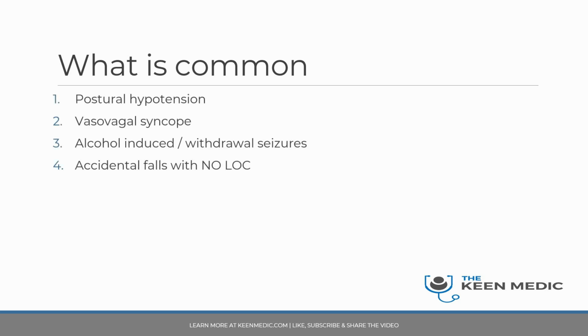Okay, so these are things like postural hypotension, vasovagal syncope, alcohol-induced or withdrawal seizures, accidental falls with no loss of consciousness. Okay, so what is often mixed up is that, you know, patients will come in with accidental falls with no syncope whatsoever. They will just have tripped over and fallen with no loss of consciousness, and that will be reported to the healthcare professionals as the patient as collapse or loss of consciousness, when it's not necessarily the case. Okay, so that's why a clear history is absolutely vital.